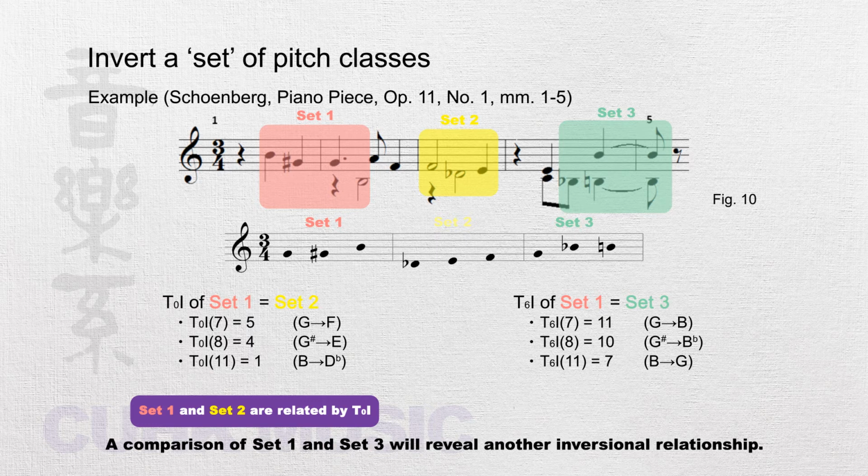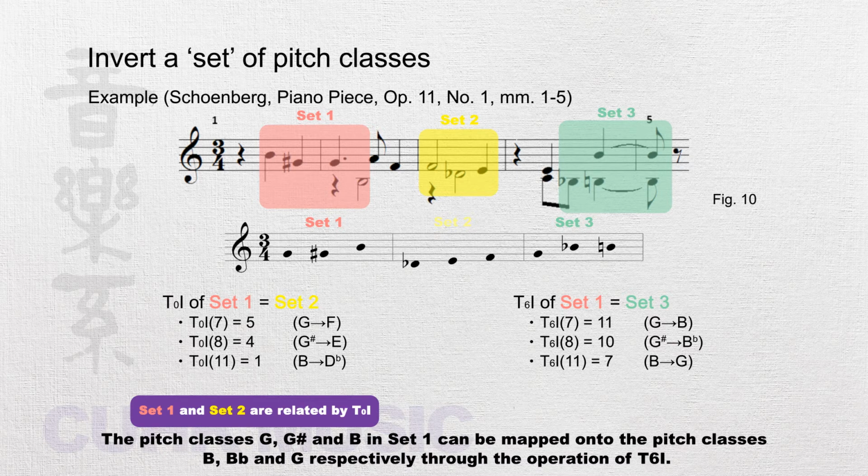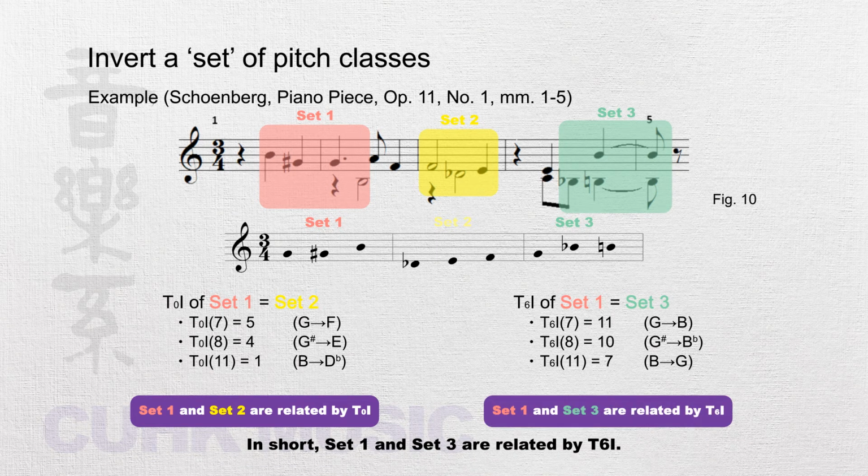A comparison of set 1 and set 3 will reveal another inversional relationship. The pitch classes G, G sharp, and B in set 1 can be mapped onto the pitch classes B, B flat, and G respectively through the operation of T6I. In short, set 1 and set 3 are related by T6I.